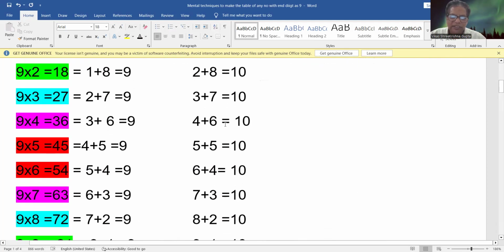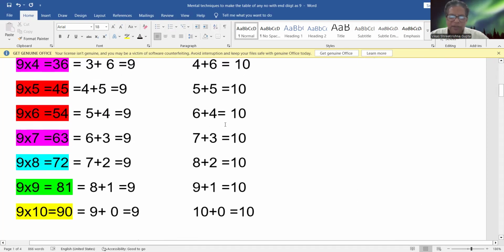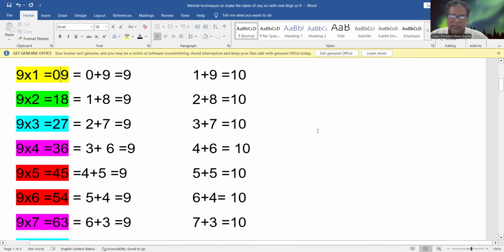9, 8, 7, 6, 5, 4, 3, 2, 1, 0. All the digits from 9 to 0 are coming in a sequence. No digit missing. So 9 is the only number in which all the digits are coming sequentially. And if you write the table of any other number ending with 9, say 29, 39, 49, the end digit will always be in the same manner: 9, 8, 7, 6, 5, 4, 3, 2, 1, 0. Because the sum of the multiplier and the last digit should always be equal to 10.